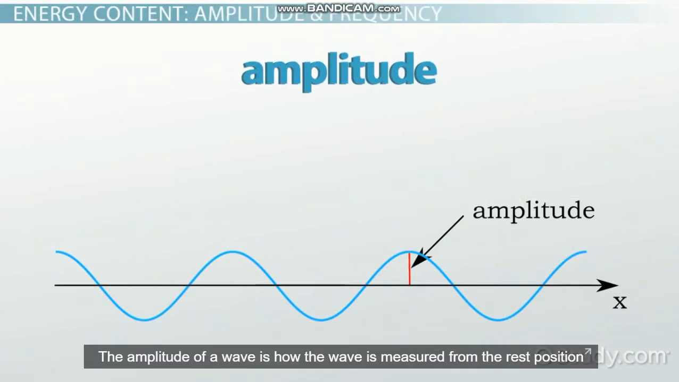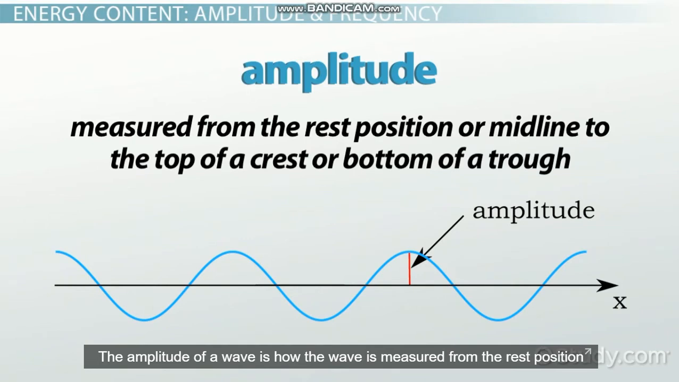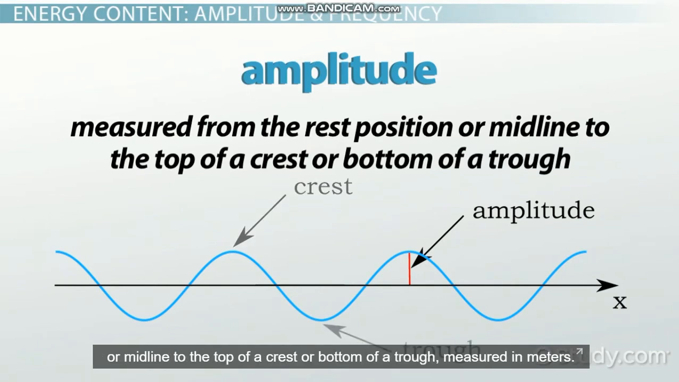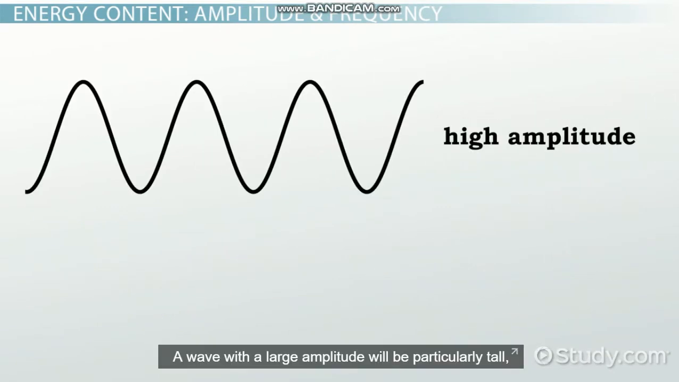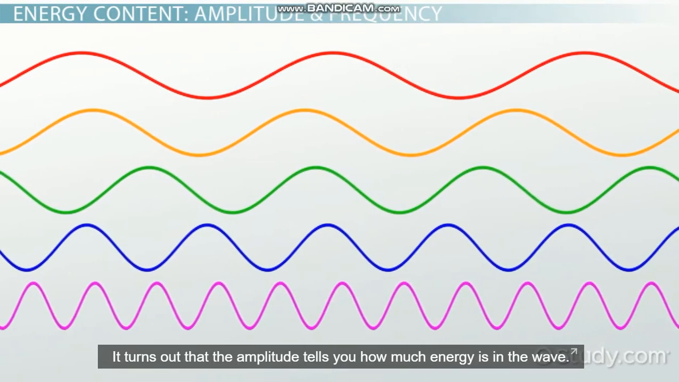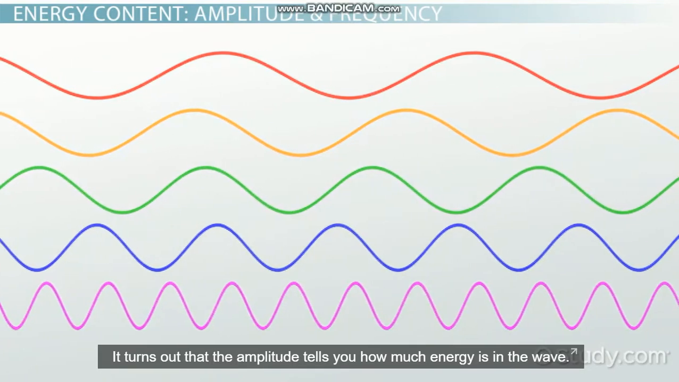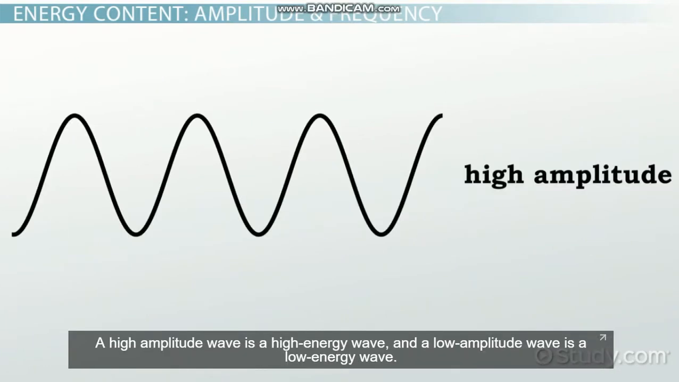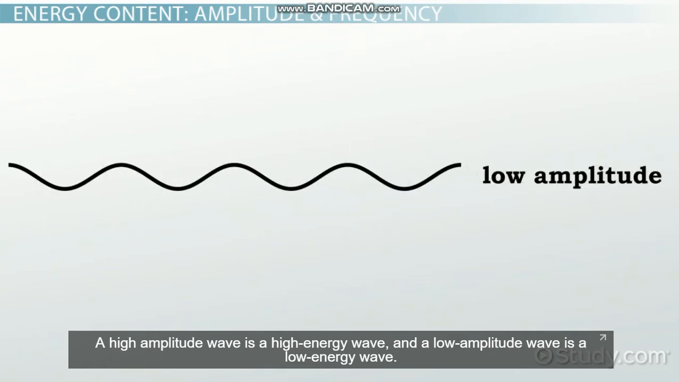The amplitude of a wave is how the wave is measured from the rest position, or midline, to the top of a crest or bottom of a trough, measured in meters. A wave with a large amplitude will be particularly tall, and a wave with a small amplitude will be particularly short. It turns out that the amplitude tells you how much energy is in the wave. A high amplitude wave is a high energy wave, and a low amplitude wave is a low energy wave.